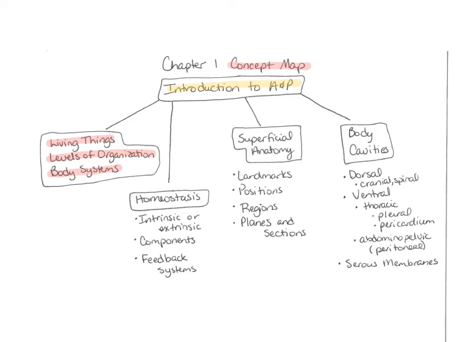In the next video, I'll talk about homeostasis. Homeostasis includes intrinsic or extrinsic homeostasis, the different components that are used to maintain homeostasis, and the different types of feedback systems. In the third video, we'll look at superficial anatomy. This is where we'll look at landmarks, positions that the body can be in, different regions and quadrants of the abdominal pelvic area, and then planes and sections.